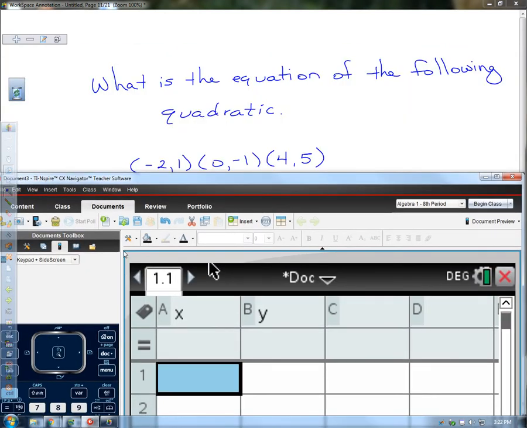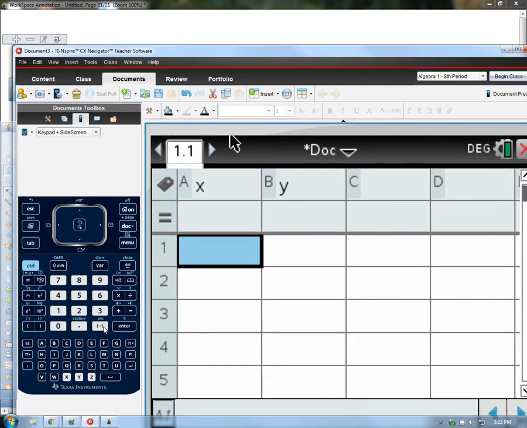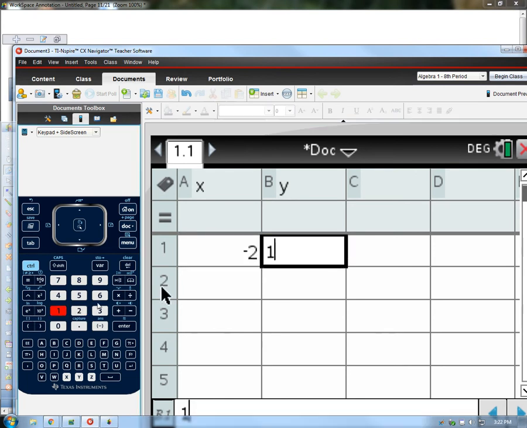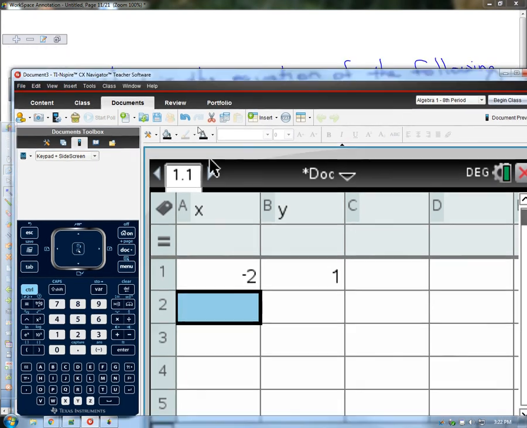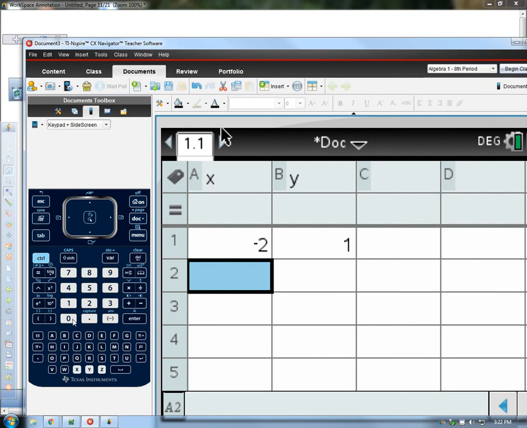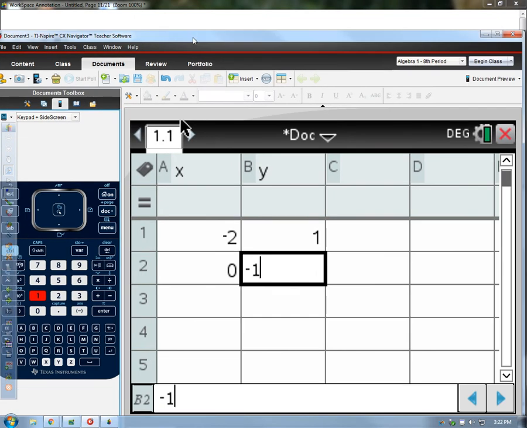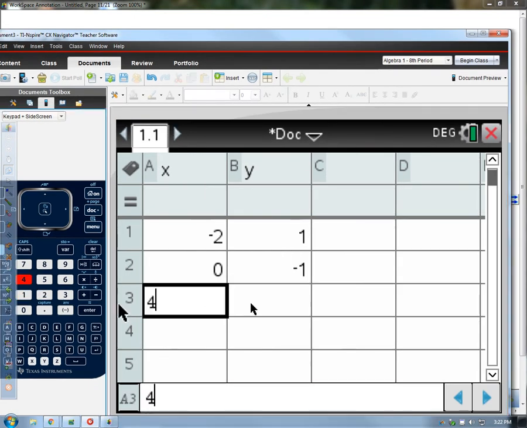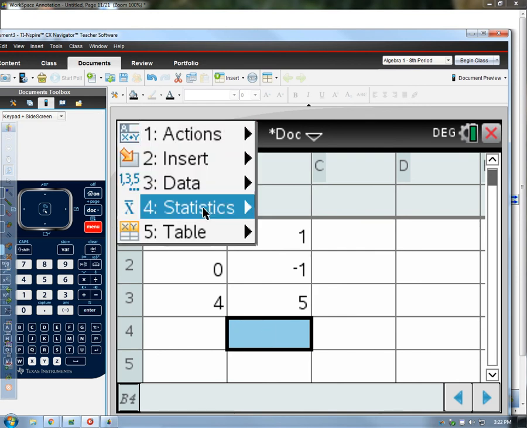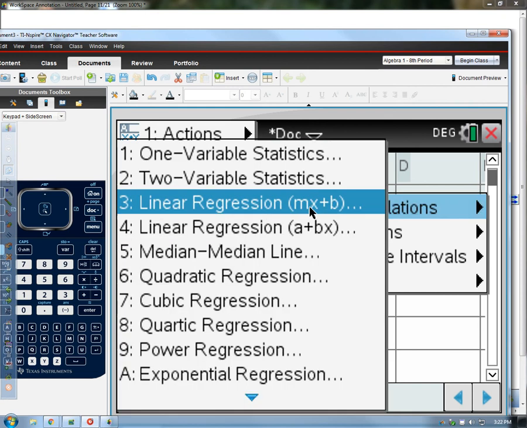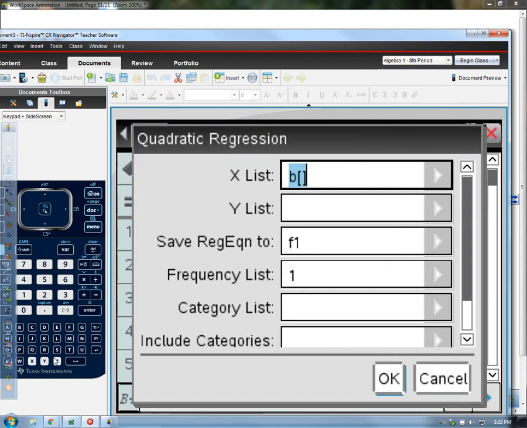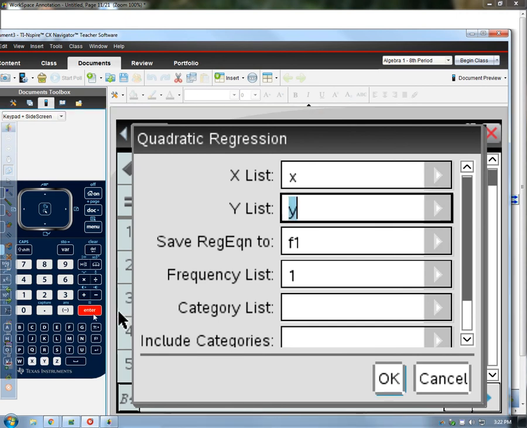So (-2, 1), (0, -1), and (4, 5). When I get done, I'm going to ensure that my box is blue, and then I'll go to Menu, do Statistics, Stat Calculations, and do a quadratic regression. X's go in the X list, Y's go in the Y list, hit Enter.